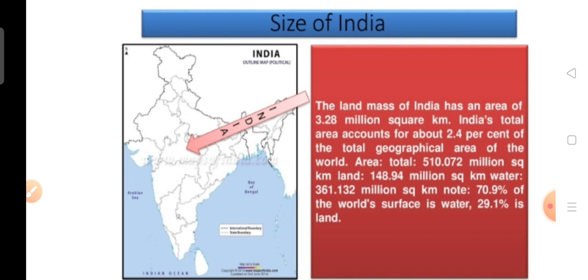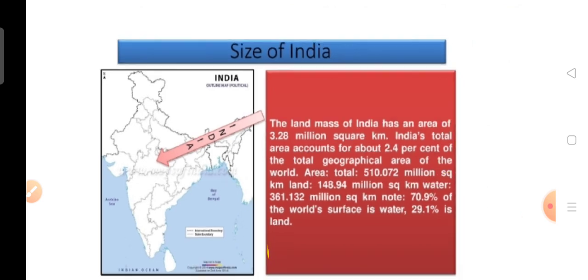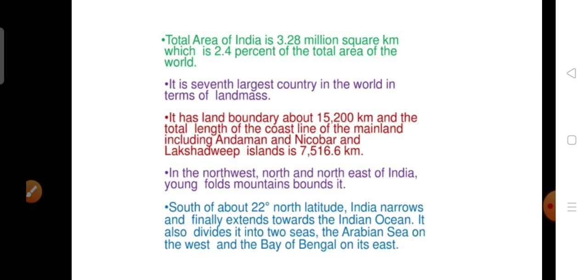The world's total area is 510.072 million square kilometer. 148.94 million square kilometer is occupied by water, and 361.132 million square kilometer. So 70.9% of the world surface is water, 29.1% is land. So this is the total geographical area, size of India. The total area of India is 3.28 million square kilometer, which is 2.4% of the total area of the world.